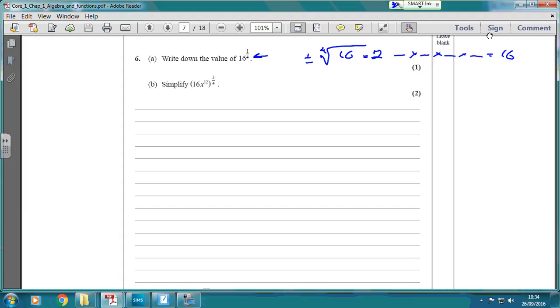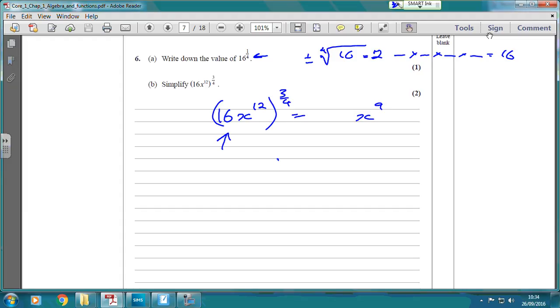Now the next one. 16x to the power of 12, all to the power of 3/4. We should know that here we multiply the powers when they're in brackets. So that's going to go to x to the power of, well, 3/4 of 12 is 9. Now a lot of people did 3/4 of 16, but it's not.